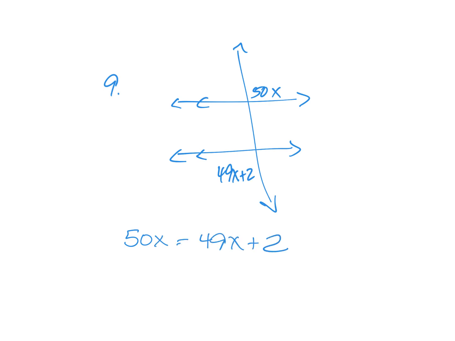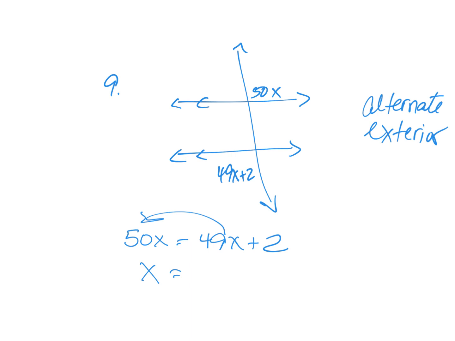I cannot spell the word exterior today. Consecutive exterior, okay? When I move this 49x to the left, I get x equals 2. Alternate. You're right, it's alternate. I was so focused on spelling exterior. 50x minus 49x is x, and the 2 is over here.